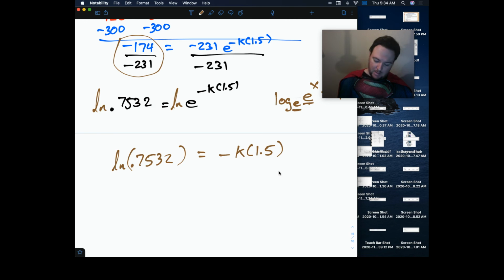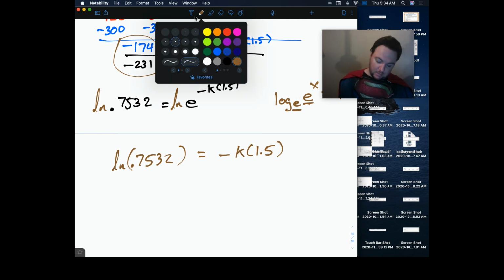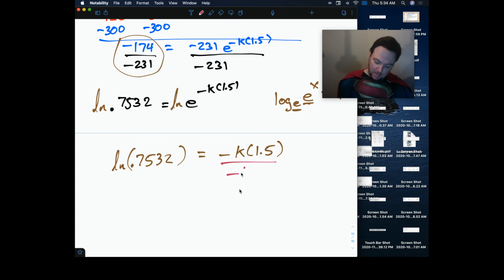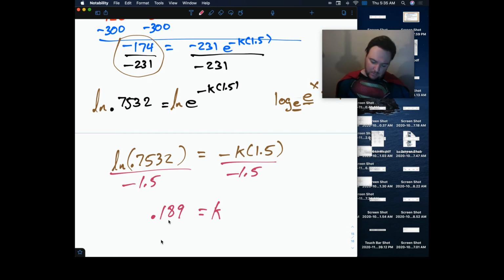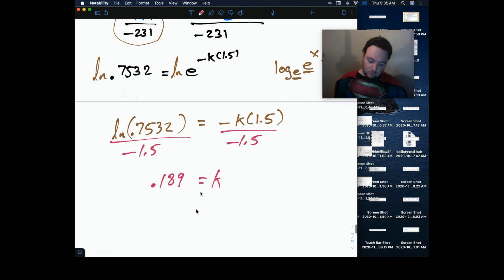You can decide how you want to divide this. So I'm going to divide by negative 1.5. I'm going to take the negative and the 1.5 together. You don't have to, but I'm going to. And when we solve this, k becomes 0.189, roughly. Okay, so now we have k.